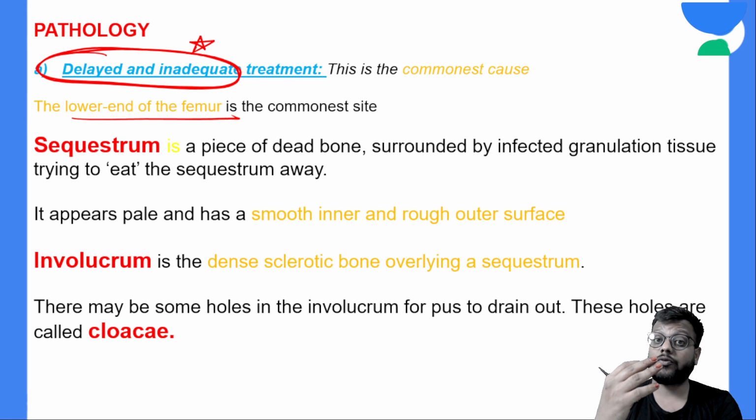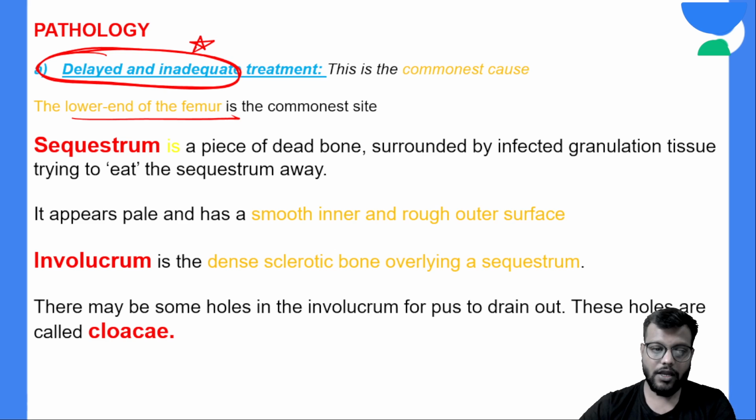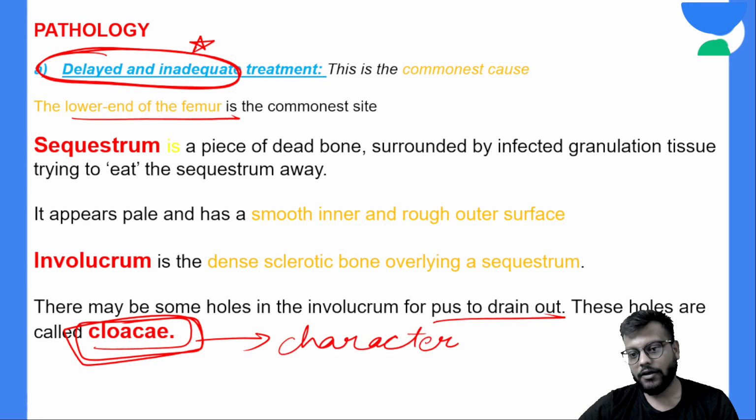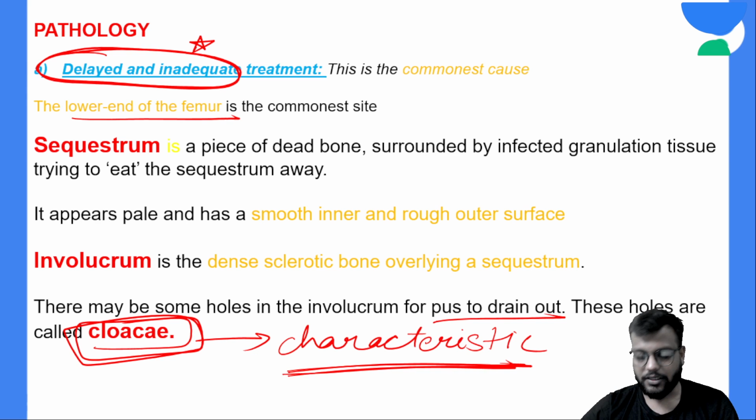The signs that you will find, the characteristic sign of chronic osteomyelitis, will be your discharging sinus. Okay, that is called the cloaca. Cloaca is the discharging sinus, and it is the characteristic sign of chronic osteomyelitis. Besides this, you have the sequestrum.